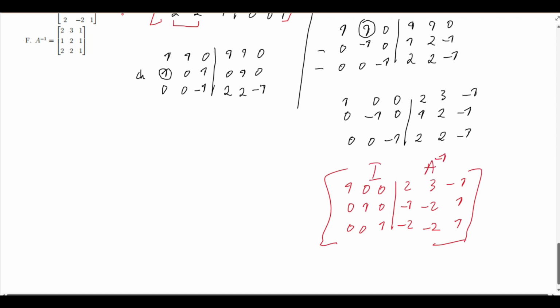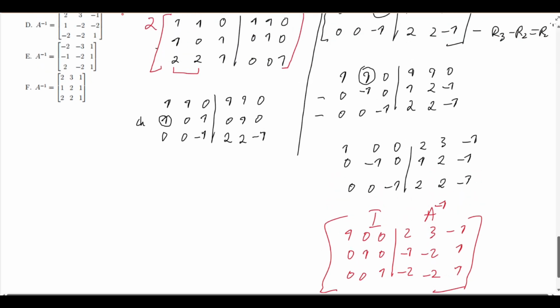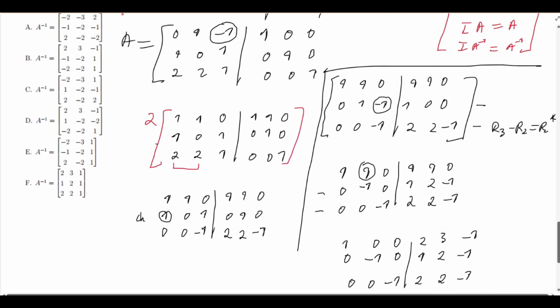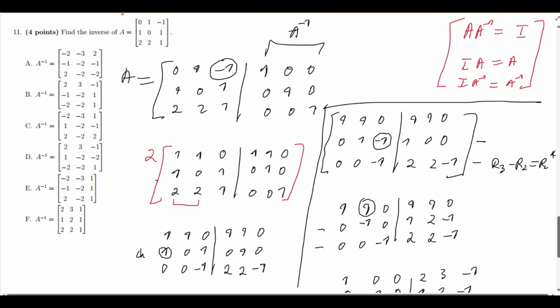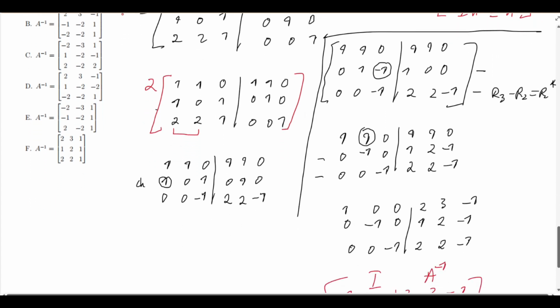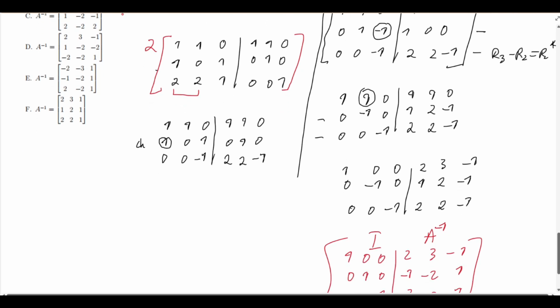So you have to compare your result with this. Looking at the options, we have 2, 3, negative 1. We just check for 2, 3, negative 1. We have 2. No, this is already out because it seems like what we had was negative 1. So we have negative 1, negative 2, 1. So negative 1, negative 2, 1, right?